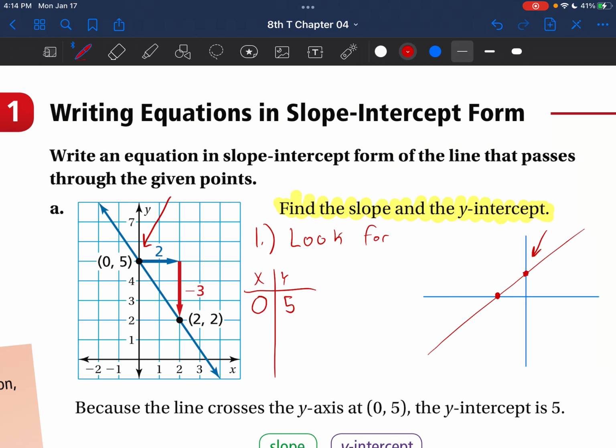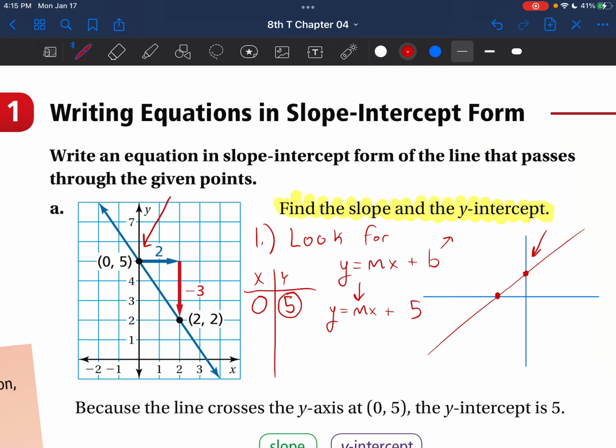So that's your y-intercept. So it says write an equation. What do equations look like? You have y is equal to mx plus b. B is your y-intercept. So what is your y-intercept? It is 5. So far you have y is equal to mx plus 5. Now we just need to find our slope.